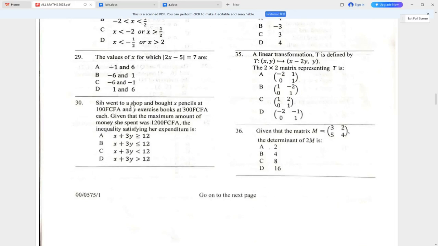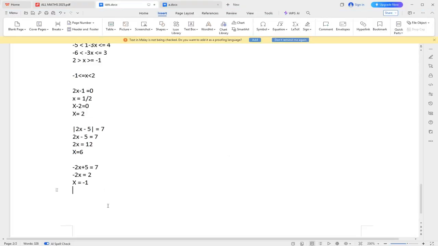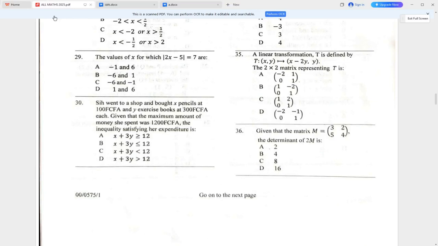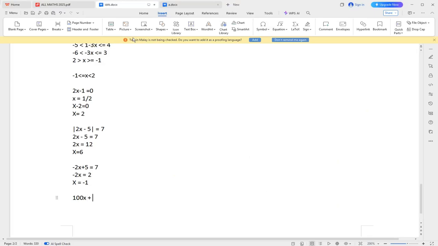Now question 30. She went to a shop and bought x pencils at 100 francs and y exercise books at 300 francs each. Given that the maximum amount of money she spent was 1,200 francs, the inequality satisfying her expenditure is. So she bought x pencils at 100 francs. That's going to be 100x, and y exercise books at 300 francs plus 300y.